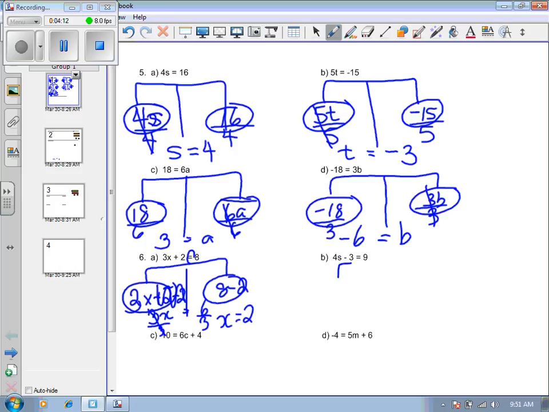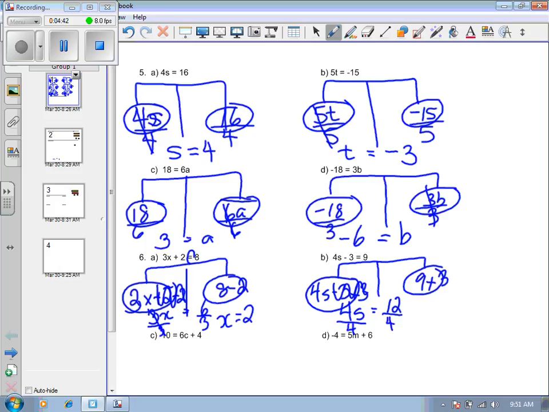Okay, next one. Here's my scale. We'll try tiles in just a few minutes here. It's a little more work involved. 4s minus 3. 9 on this side. The first thing I have to do is get rid of the minus 3. What do I do? Add 3. Very good. Whatever I do to one side, I must do to the other side. These guys cancel out, leaving me with 4s equal to 12. To get the s by itself, whatever I do to one side, I do to the other. Cancel out the 4s. S is now equal to 3. Excellent.